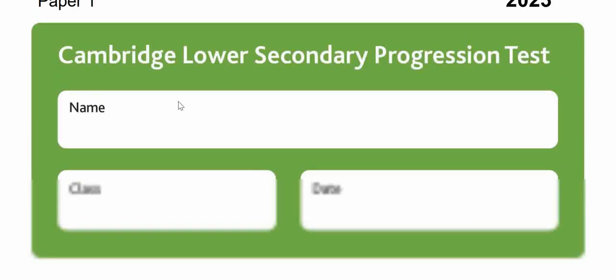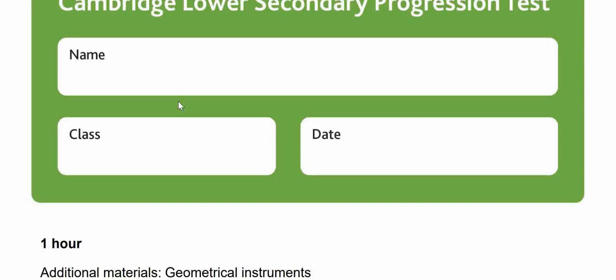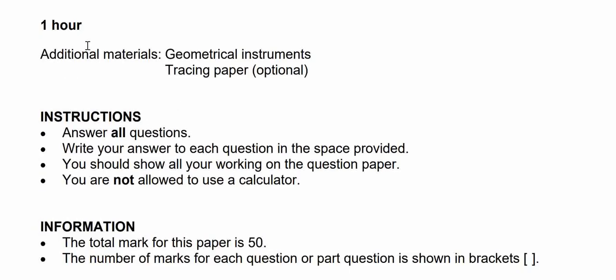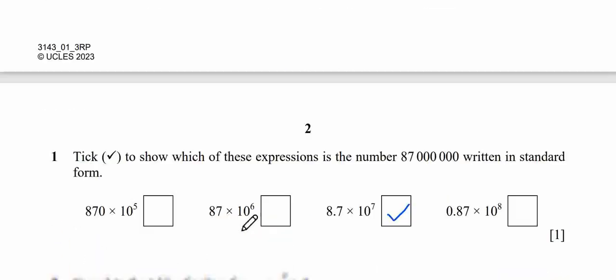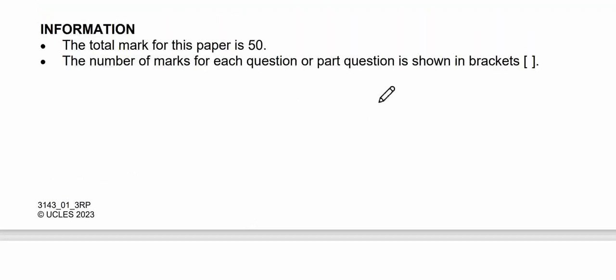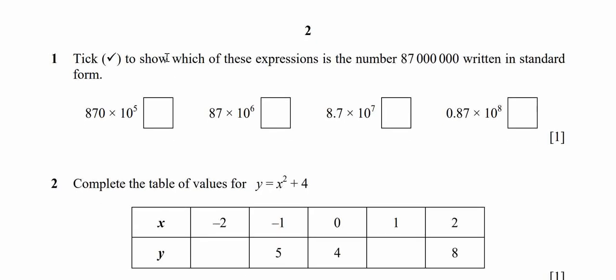Alright, here we go. This is Paper 1, 2023. The duration for this test is 1 hour, and no calculator is allowed for this paper. Total mark is 50, and let's get started. Okay, here we go. Number 1. Which of these expressions shows the number 87,000,000 written in standard form?